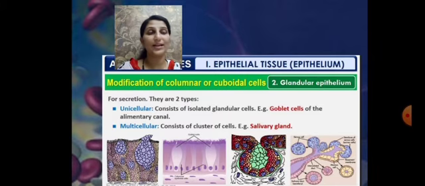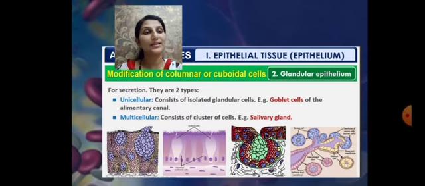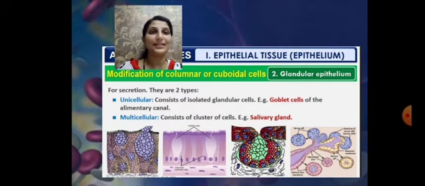The goblet cells we had learned about in the alimentary canal. So these are the goblet cells, which are present in the alimentary canal, unicellular. Whereas the multicellular consists of multiple cells, or they are formed of a cluster of cells. An example of the multicellular glandular epithelium is the salivary gland, which is present in the buccal cavity. So there are two types of glandular epithelium, unicellular and multicellular.